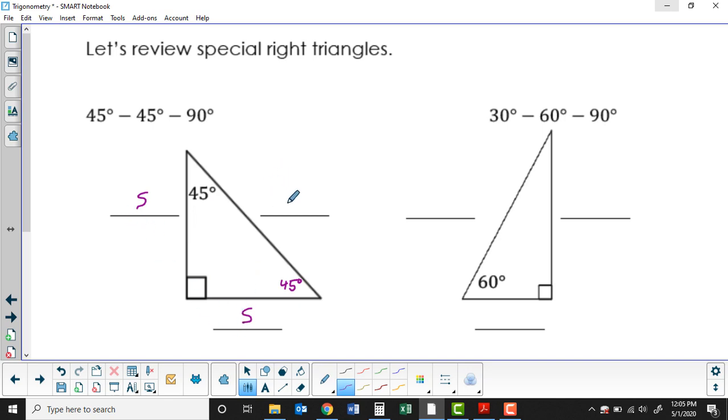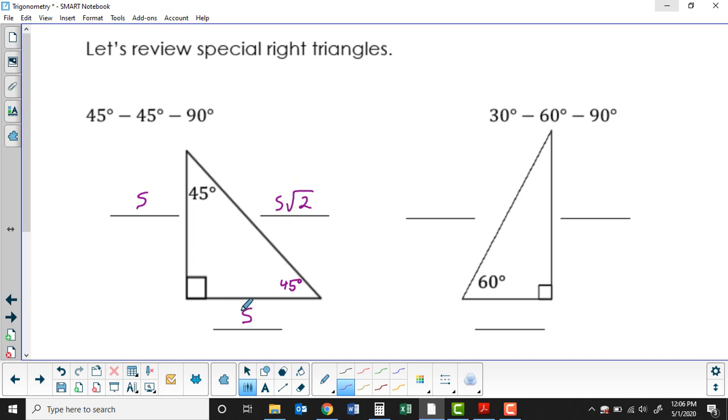Now, how long would this side be in relation to those two? Well, it would be the length of one of those sides times the square root of 2. Why is it the square root of 2? Because it just is. That's the way it is. That's the size of it.